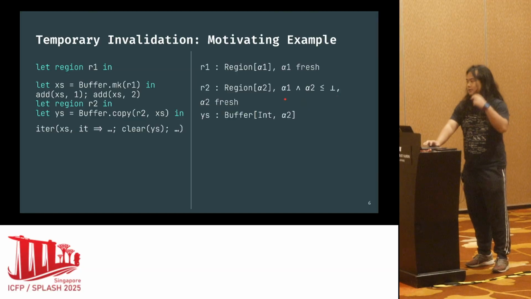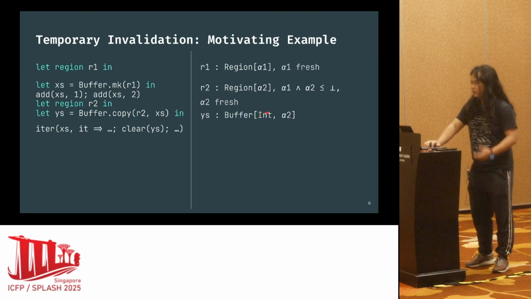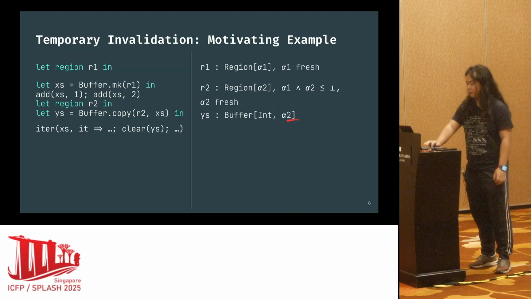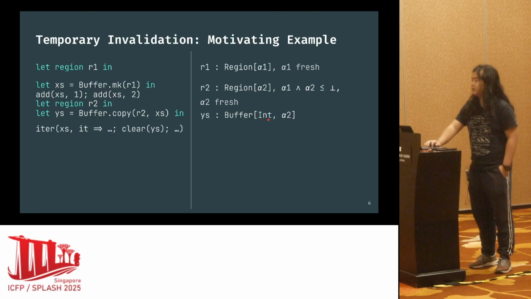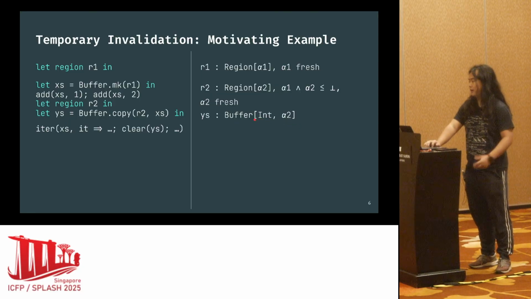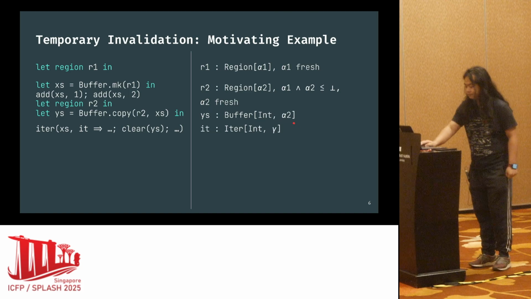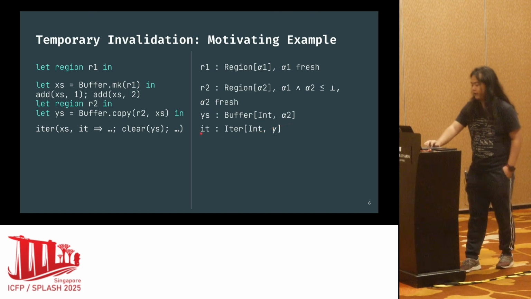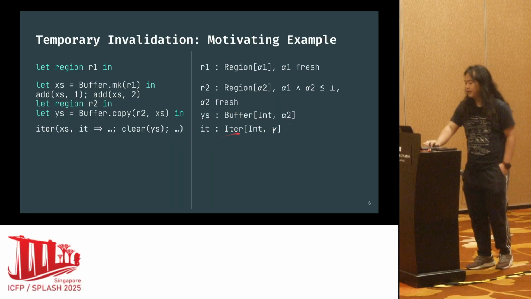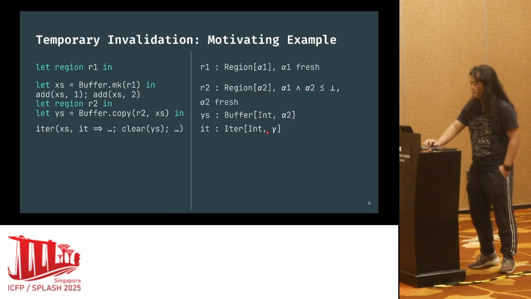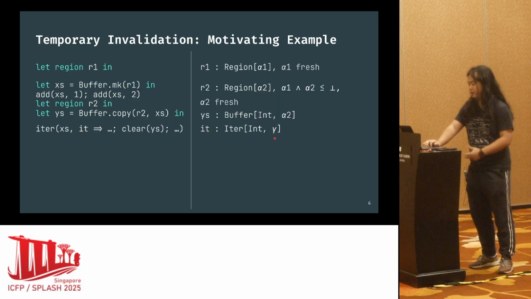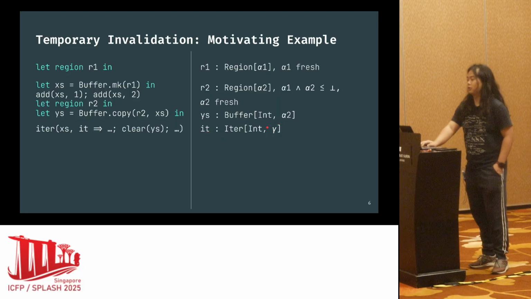For all elements allocated on a given region, they will also carry this type variable. For example, ys has type buffer of int and alpha2. Int indicates the type of elements we store inside this buffer, and alpha2 indicates where this buffer is allocated. For the iterator it, inside this lambda scope, it has type iter of int and gamma. Int is similar, and because the iterator is also mutable, we also need to check where this iterator is allocated. So we have this type variable gamma.